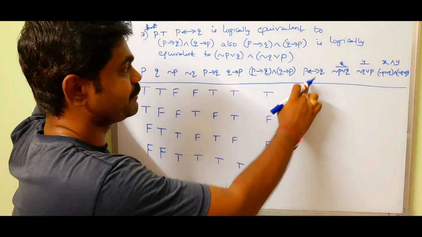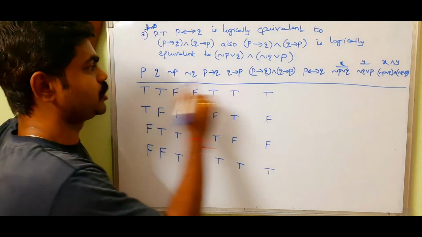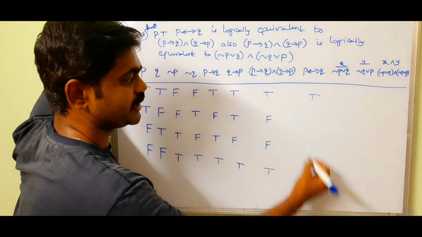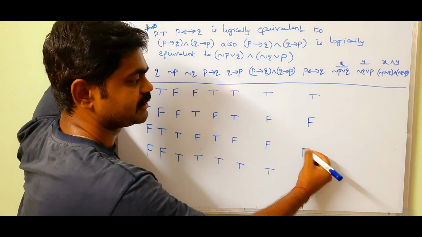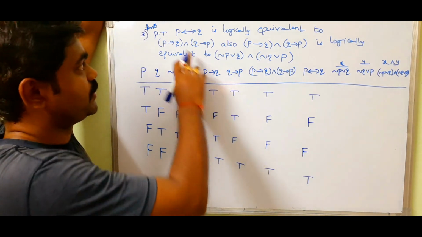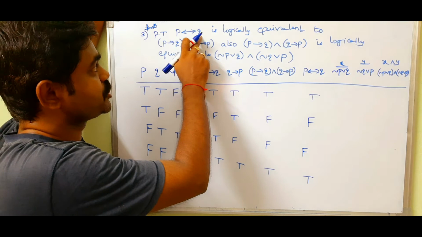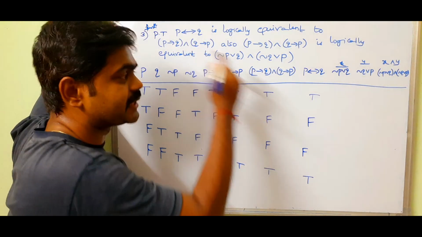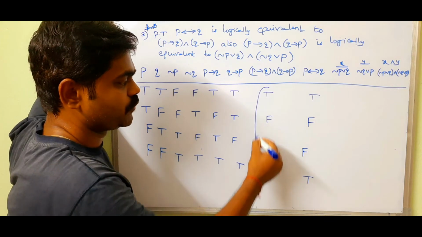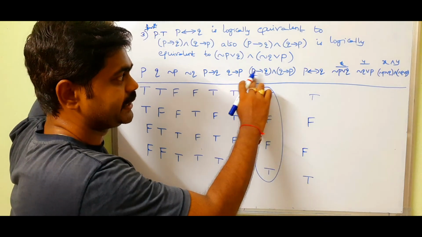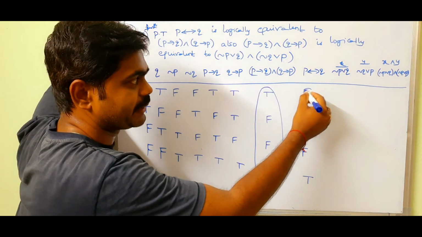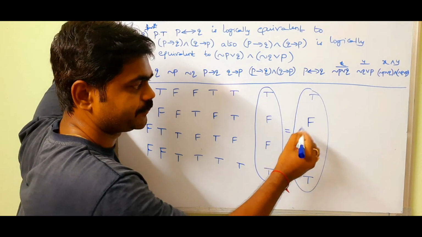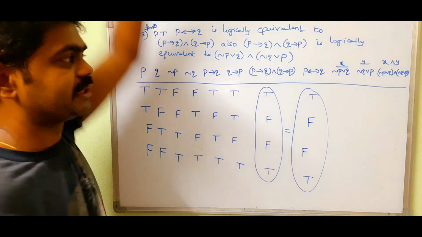So if we see here, P double implies Q: true, true, true; false, false, true; remaining all cases will get false. So what did they say here? P double implies Q should be equivalent to P implies Q and Q implies P. That's the first part, right? So this one: true, false, false, true. P implies Q and Q implies P. So what about P double implies Q? True, false, false, true. Both are the same, right? So now we need to check the third part.